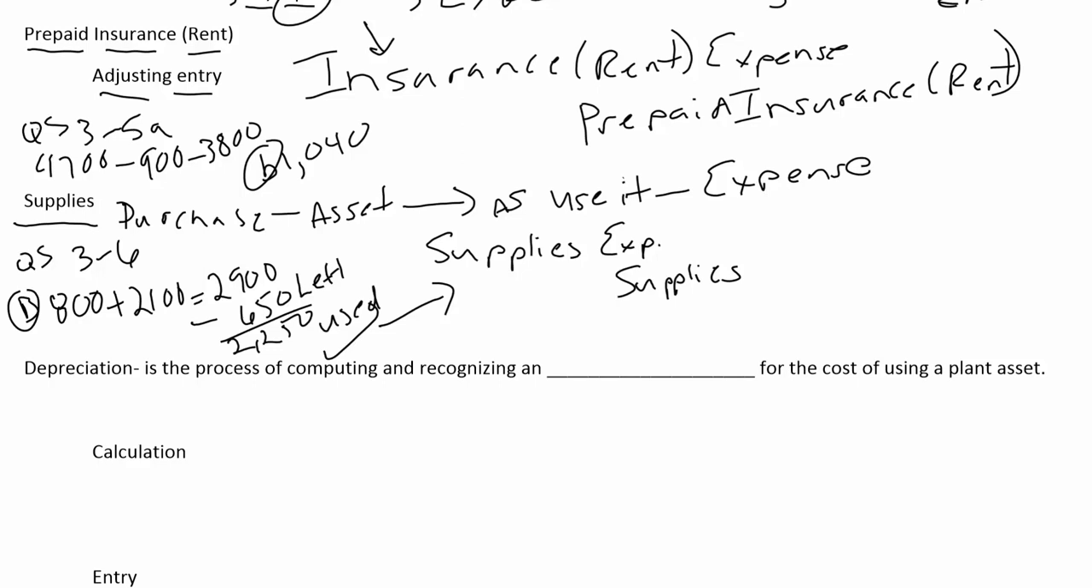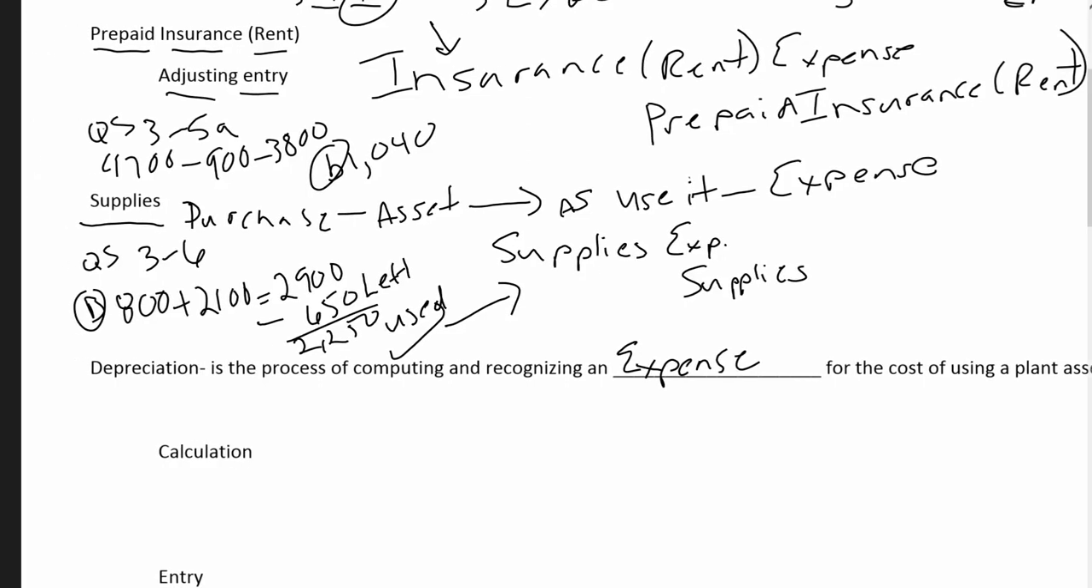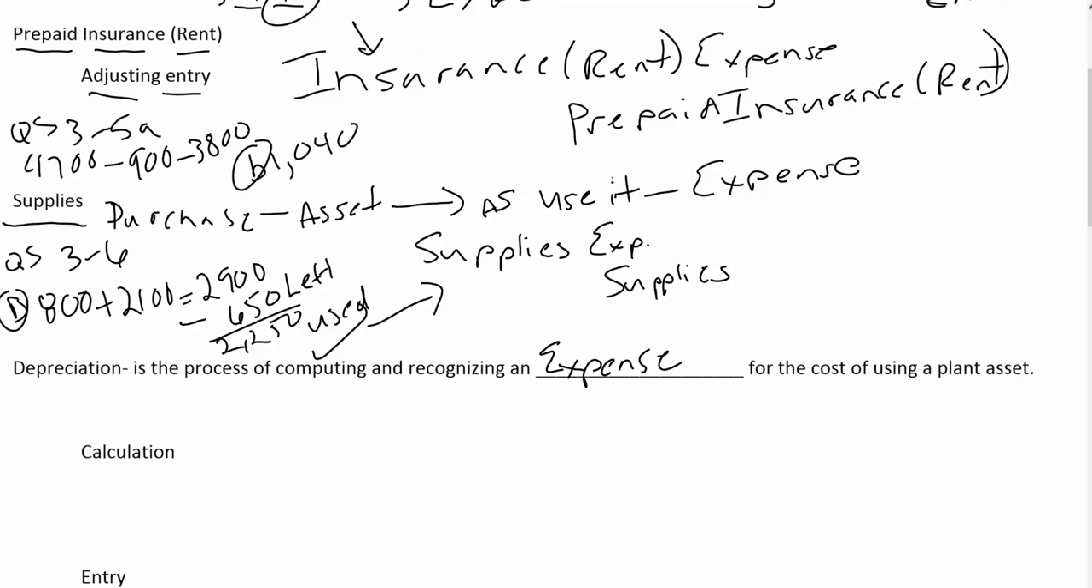Okay, depreciation is the process of computing and recognizing an expense for the cost of using a plant asset. So that's what depreciation is. Basically, this is where we write off or allocate the cost of the plant asset.